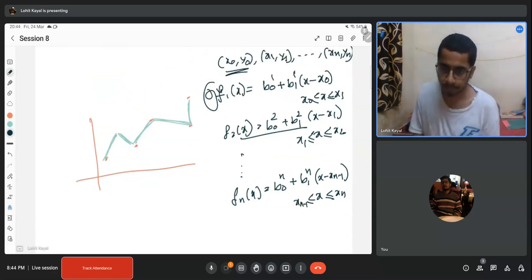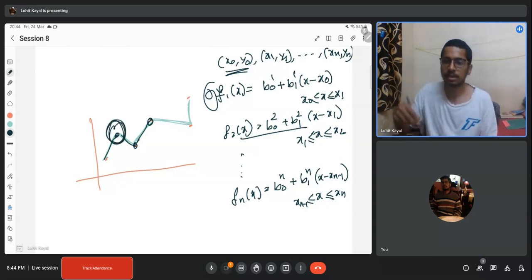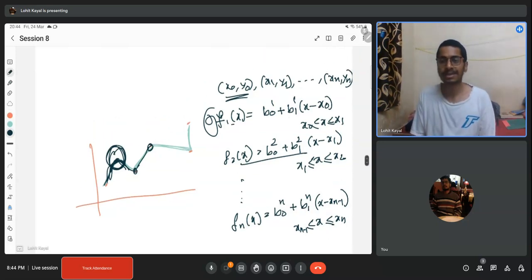Now here is a problem. The problem appears at the connecting points. There is a sharp change in the slope, and it will affect your final result. In order to avoid that, we can equate the slope. Now if I calculate the slope here, it is just a constant.